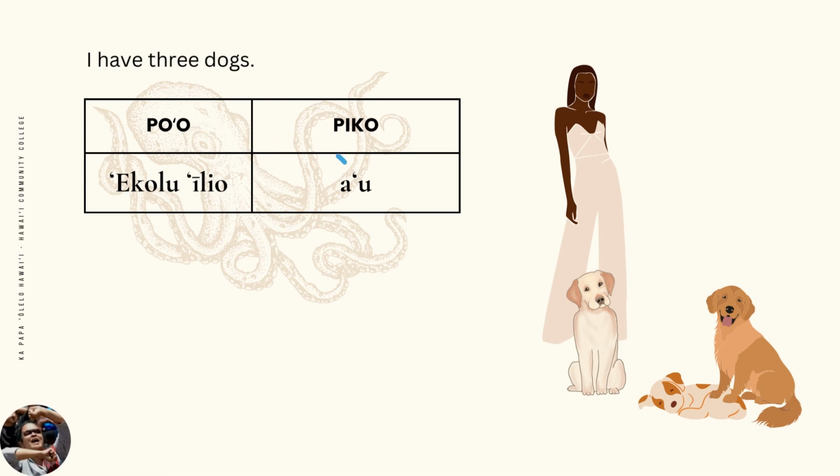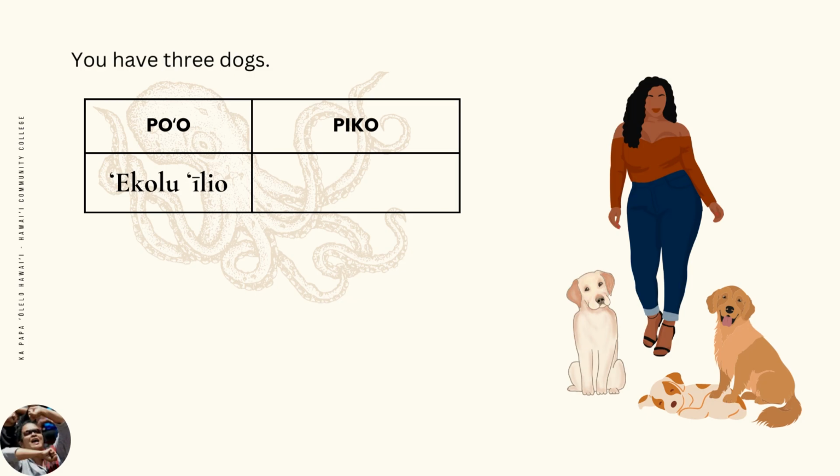And if the piko is you have 3 dogs, the piko changes to au, or o if the item owned is kino'o, and it needs to jump ahead as well. E kolu au I lio. More kaka, does that make sense? It probably doesn't. You may need to watch this a few times for it to make sense.